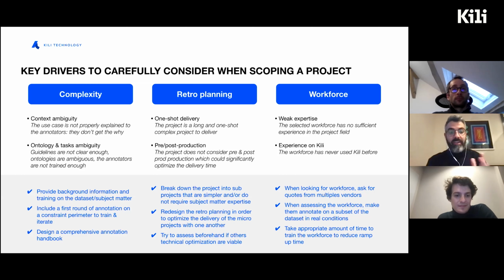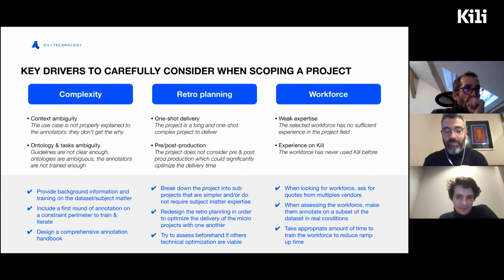So this slide shows the three other crucial points that you have to consider in order to scope your project: the complexity, the retro planning, and the workforce. On the workforce, we will do a deep dive later in the presentation, so maybe we won't talk about it too much. But maybe, Paul, do you have a comment on the complexity of the context, and the ambiguity of the task that we may encounter during the scoping of the project?